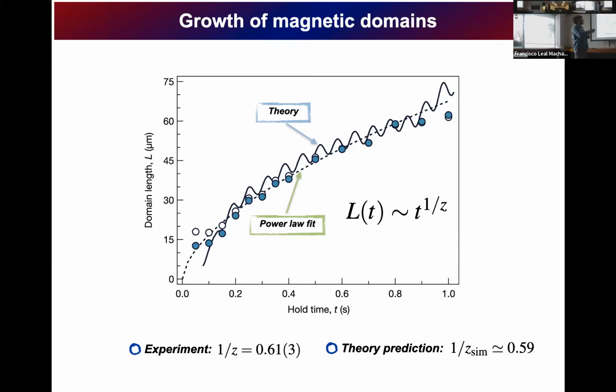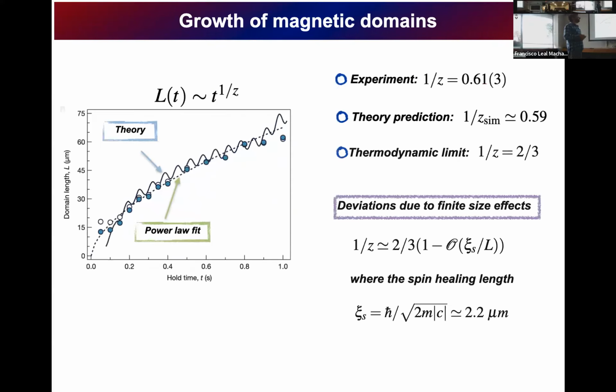However, I will argue where the corresponding deviations stem from. But the very basic thing to discuss first is that we do a fitting of this domain length in order to identify the critical exponent, which is 1/z. This is, for instance, the dashed line that you see here in the experimental data. We see from the experiment a critical exponent of 0.61, while our theory predicts 0.59. Which are in very good agreement, I hope.